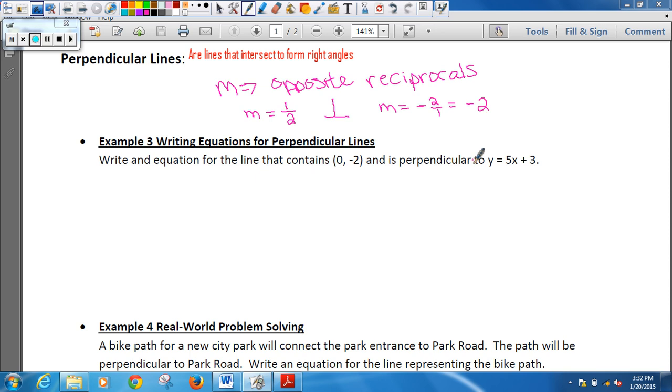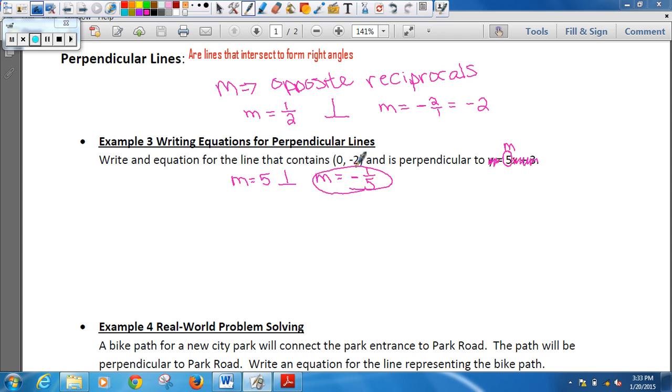So example 3 says to write the equation for perpendicular lines. So if I look here, I have a point, and it's perpendicular to here. Again, the only thing we care about is its slope. And it's going to be perpendicular to it. So my first slope is equal to 5. Well, if I want one that is perpendicular to that, my second slope would be the opposite, so -5. The inverse would be 1/5. So my inverse there would be -1/5 as my slope.